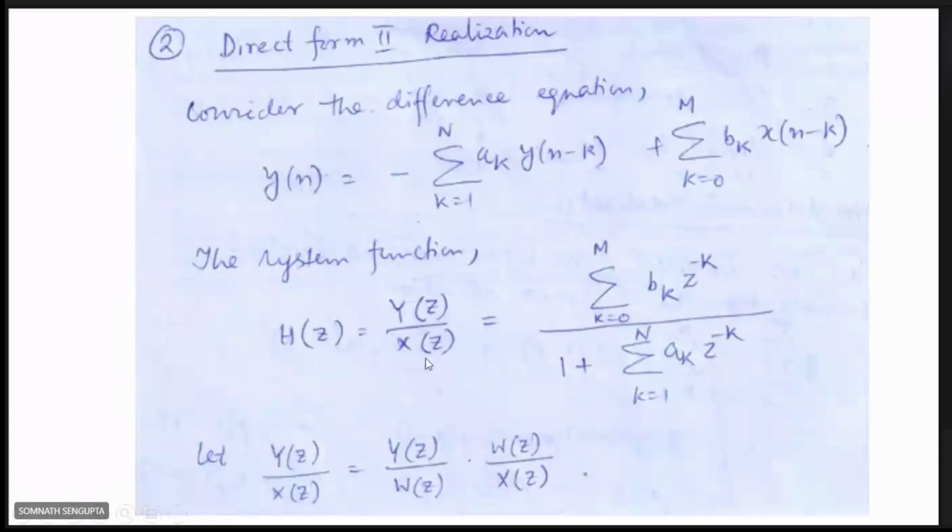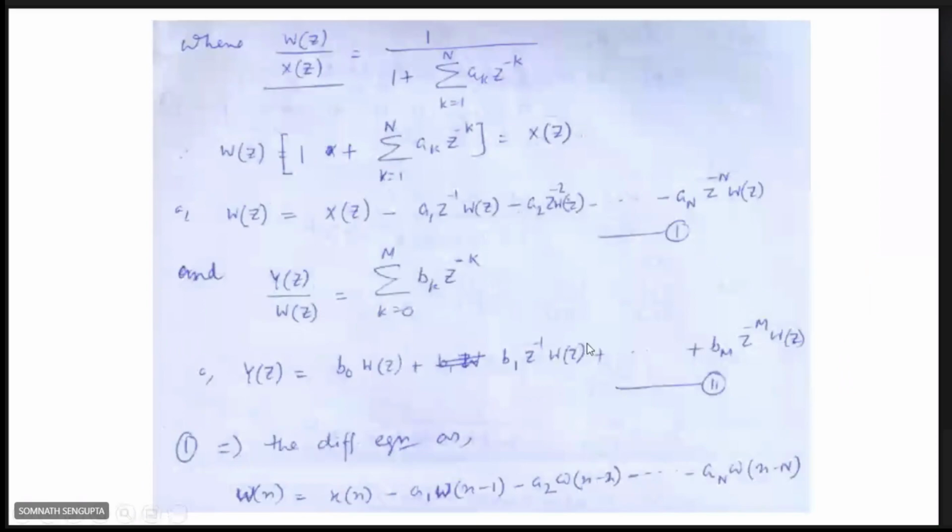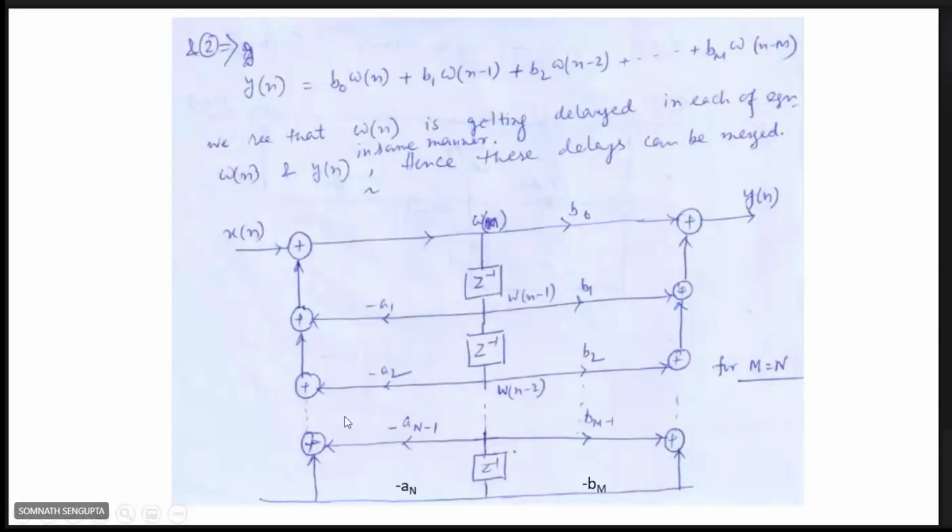So coefficients b_k and a_k are there. Now if you write W(z) in terms of X(z) and delayed versions of W(z), and Y(z) in terms of delayed versions of W(z), then we get this structure. Okay. So the beauty of the structure is that the delay variables, or delay stages z inverse, become halved.